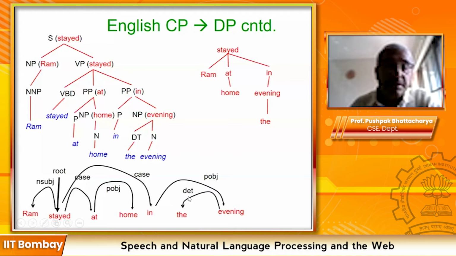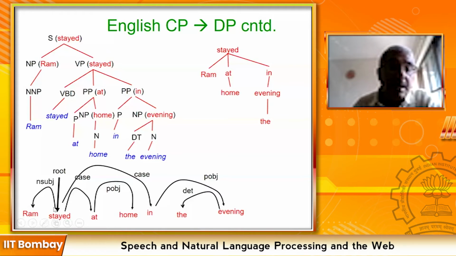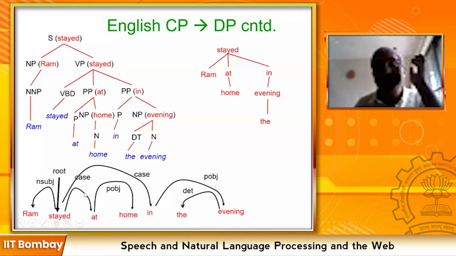Now comes the question. So this is identical to the rooted tree, which is rooted at stay. And in this particular dependency tree, we are following the convention: the root goes to stay. Now look at the labels. Ram is nsubj, nominative subject. And stay to at is called the case relation, so C-A-S-E. And stay to in is also case.